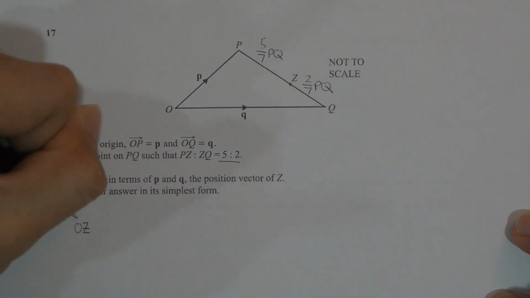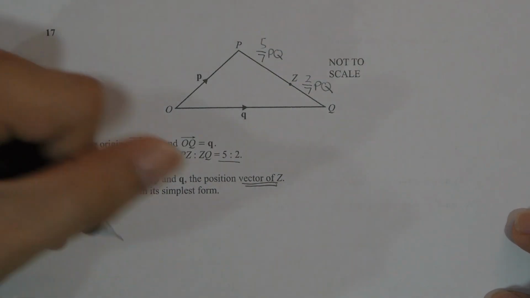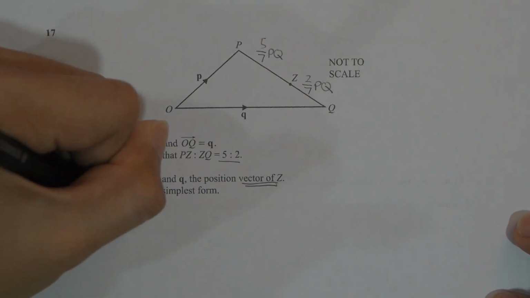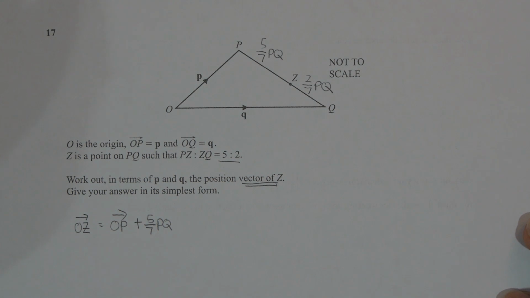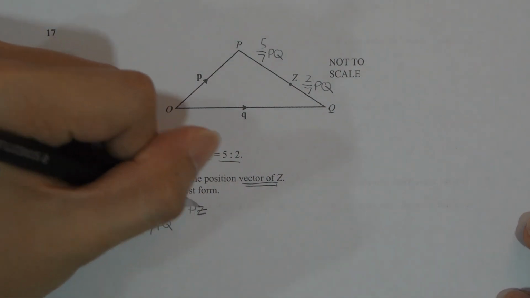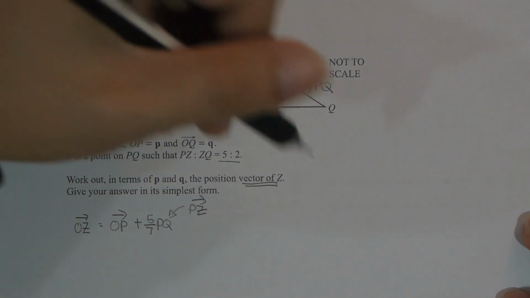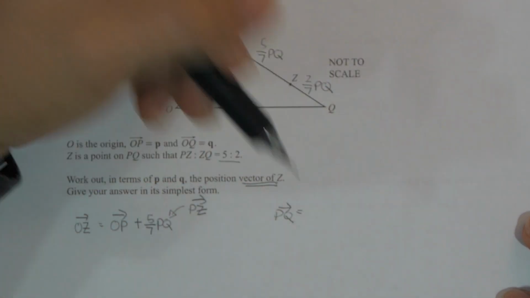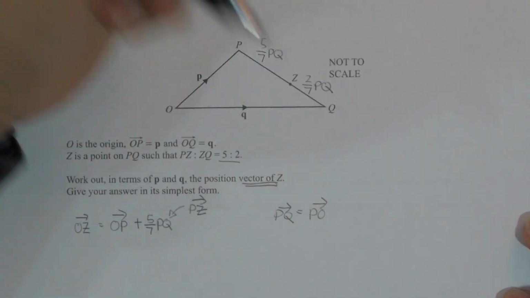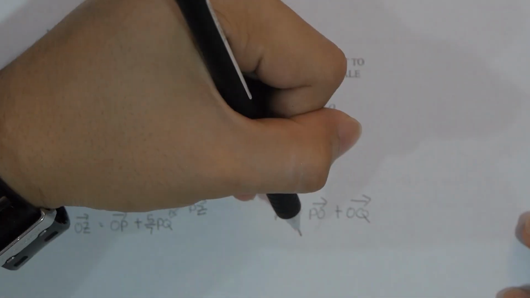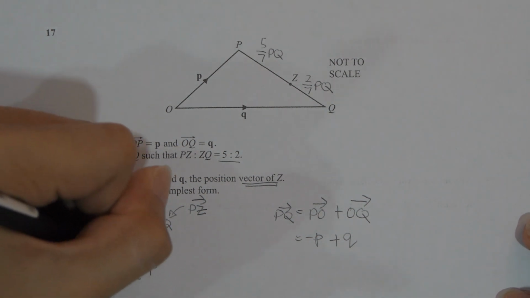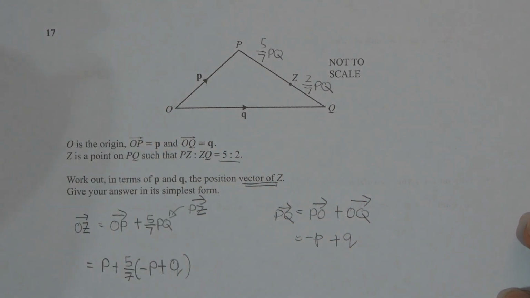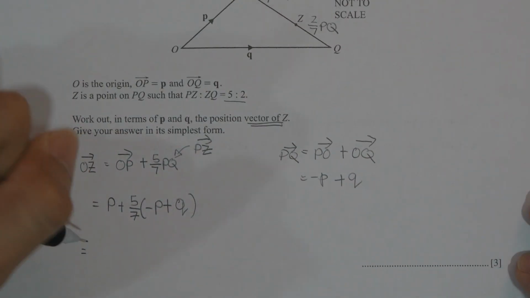So they are required to find the position vector of Z, which is OP plus PZ, which is 5/7 of PQ. So you're required to find how much is actually PQ first. So PQ will be PO plus OQ. So it goes by negative P plus Q. So OZ itself is P plus 5/7 bracket negative P plus Q. So you do the shifting, then you'll be able to get the final answer.